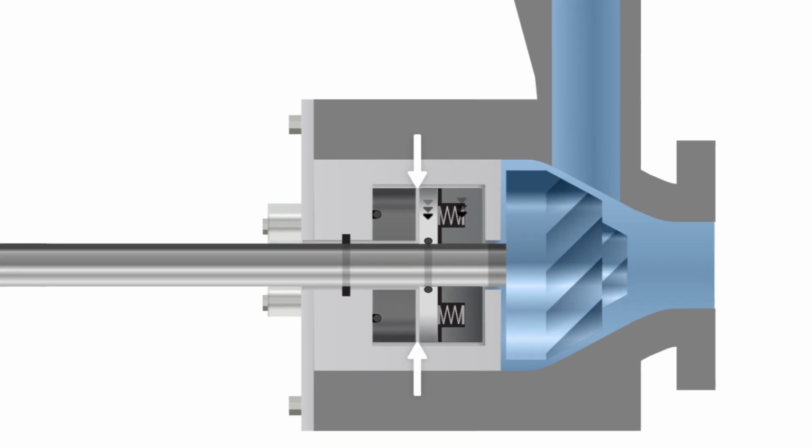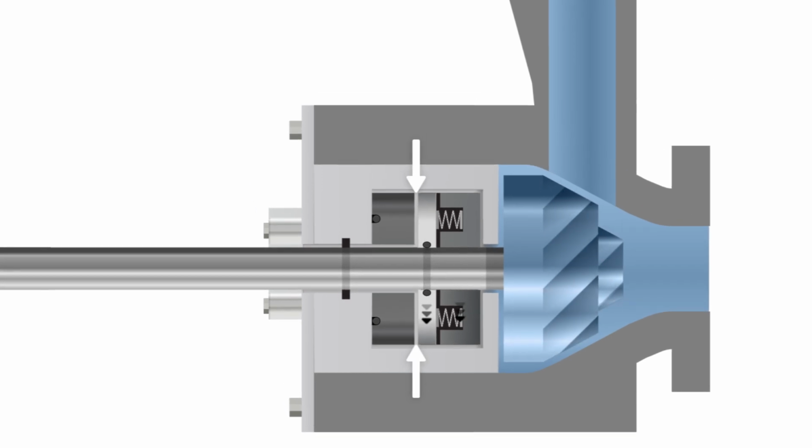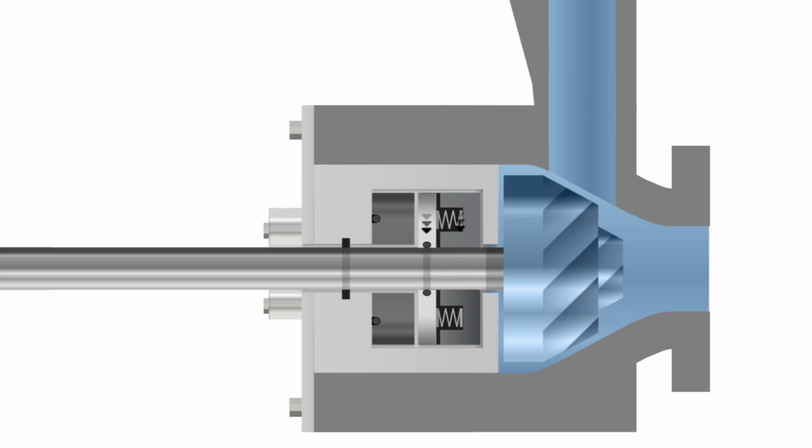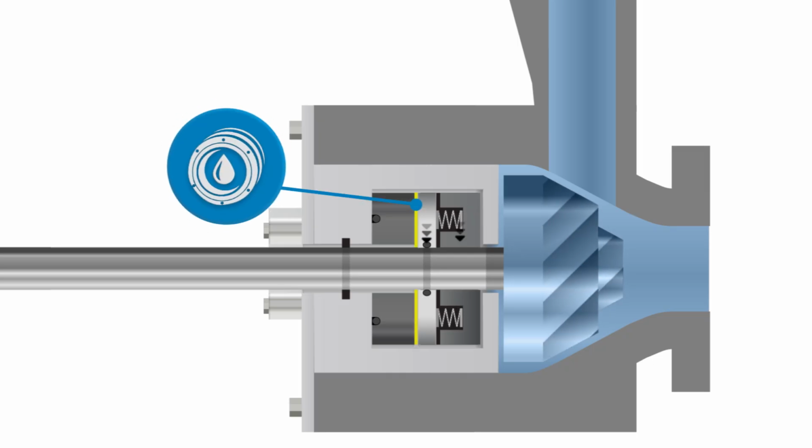The space between the mating ring and the primary ring is the sealing gap. This sealing gap is just a few microns thick, 1/30th the width of a human hair, and keeps leakage within acceptable levels for that application. For the seal to function, the 2 seal faces need a process fluid for cooling and lubrication.